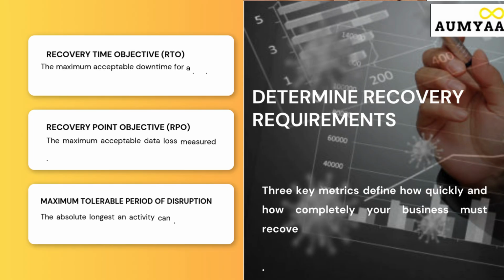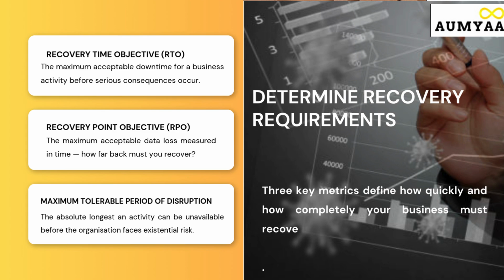Now, the third step is to determine recovery requirements based on 3 important parameters. Recovery time objective. RTO is the maximum acceptable downtime for a business activity before serious consequences occur. Recovery point objective. RPO is the maximum acceptable data loss measured in time. How far back must you recover? Maximum tolerable period of disruption. MTPD is the longest an activity can be unavailable before the organization faces existential risk.